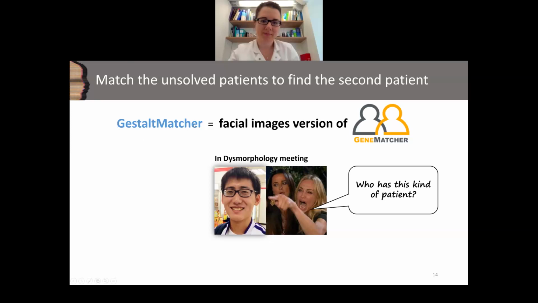They only need to upload a photo, then maybe after a few months they will get a notification because another very similar patient to your patient is uploaded to the system.